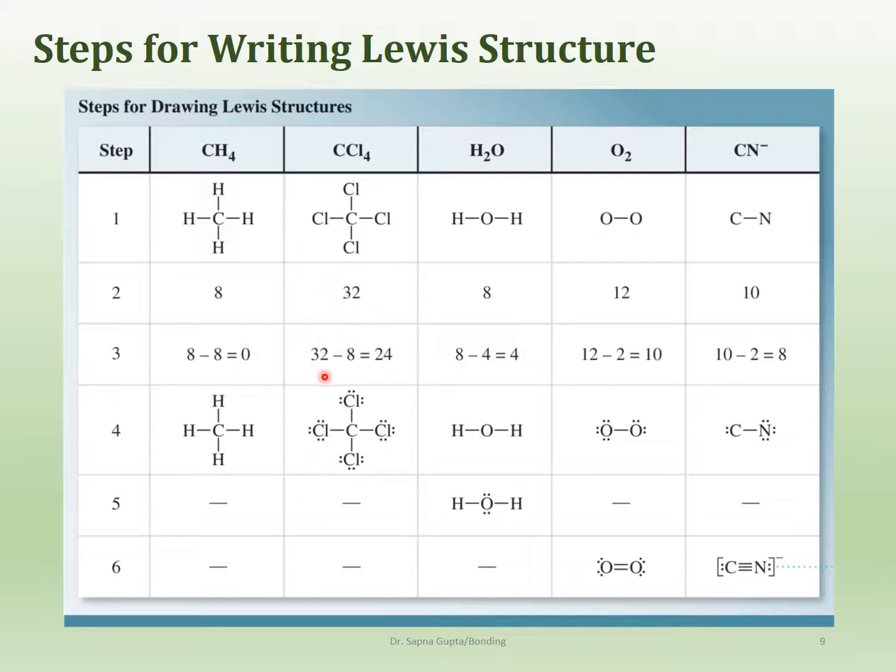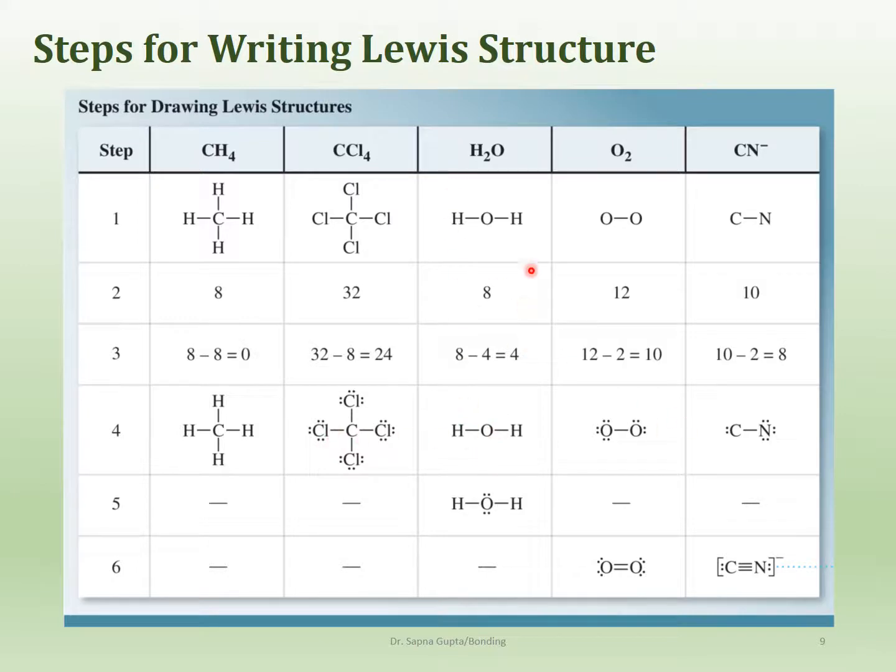Then you go ahead and subtract what you have used to form the bonds. You form 4 bonds, 1, 2, 3, 4. So you take the total number of electrons, 32, subtract 8 from it, and you have 24 electrons left over. Now, where do you place those 24 electrons? If you look at carbon, carbon is already happy. It has 8 electrons and does not need any more. So you can distribute them all over the chlorines. 24 divided by 4 is 6, so you give 6 electrons to each chlorine. This is how it works.